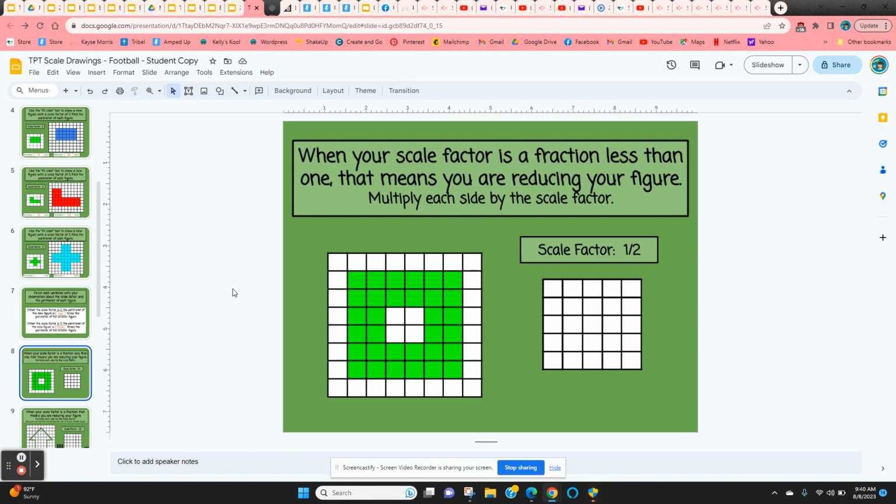On the next slide, they have a scale factor of 1/2. When their scale factor is a fraction less than 1, that means they're going to divide. They're going to have a smaller figure. If the scale factor is 1/2, then each of the sides is going to be divided by 2. Here they have a length of 6. If they divide by 2, that gives them 3 going across.